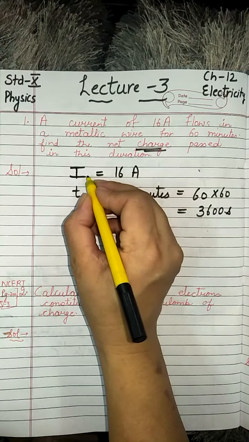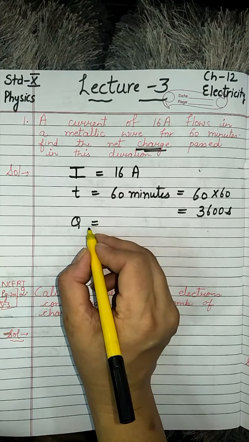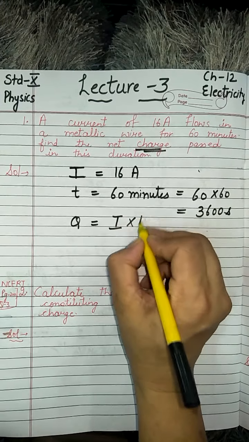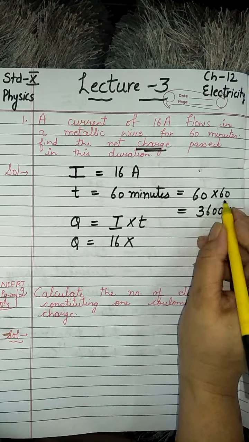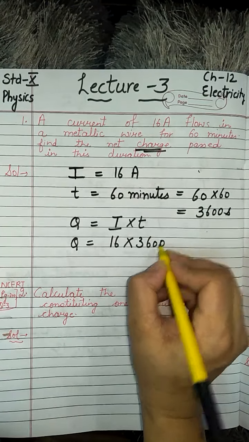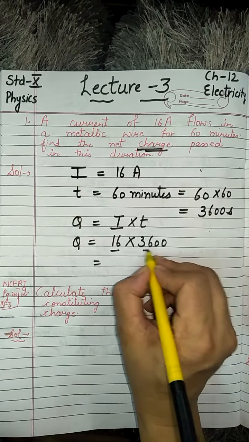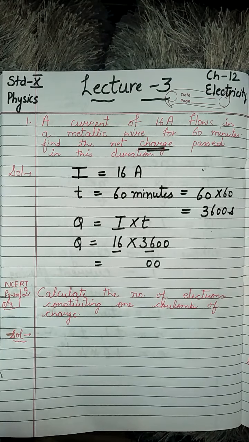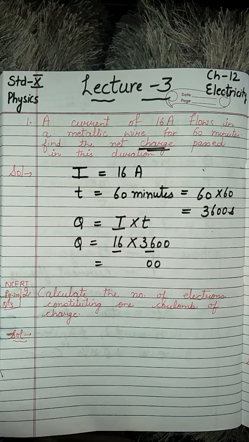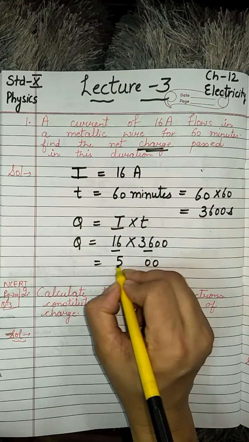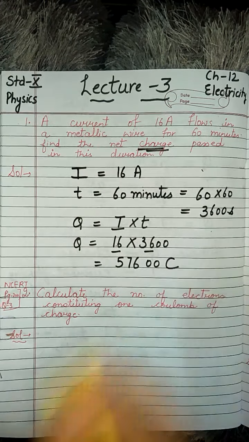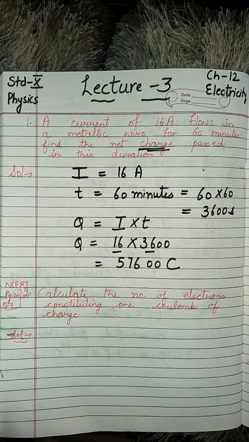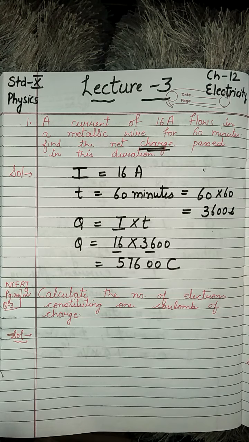We know if I is given and T is given, then Q will be given by I into T. So Q will be I is 16, and T is 3600, which we have already calculated. When we multiply these two figures, 00 will come definitely, and when we multiply 16 with 36, the answer will be 57600, and we know that the unit of charge is coulomb. I hope this is the simplest numerical which has been taken and you might have understood this also.